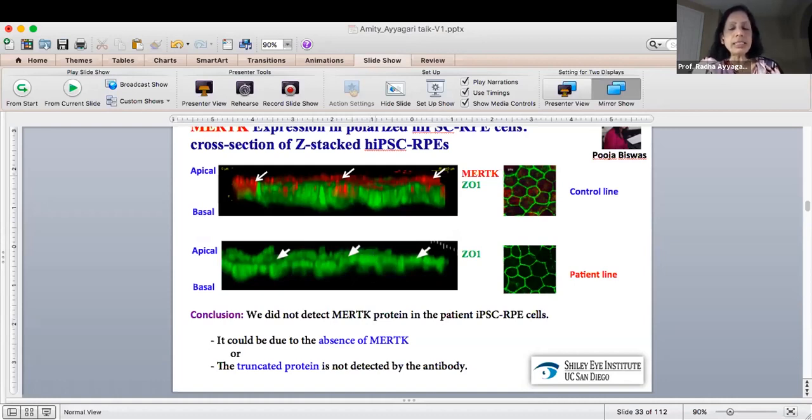So this suggests either absence of MERTK in these patients' RPE, or our antibodies are not detecting a truncated protein. Because you remember, the variants have altered the transcript and it may truncate the protein, but we may still have a protein which is not detected by the antibodies we used.